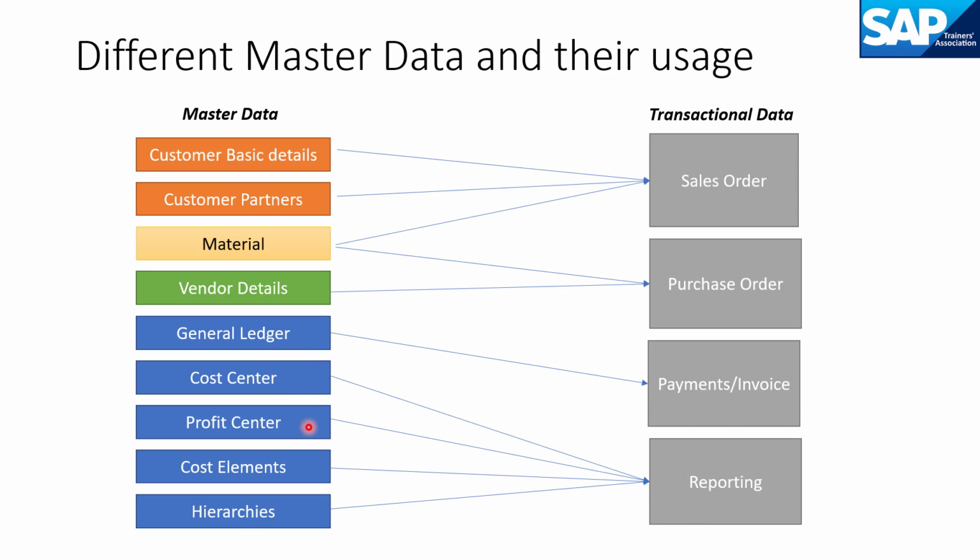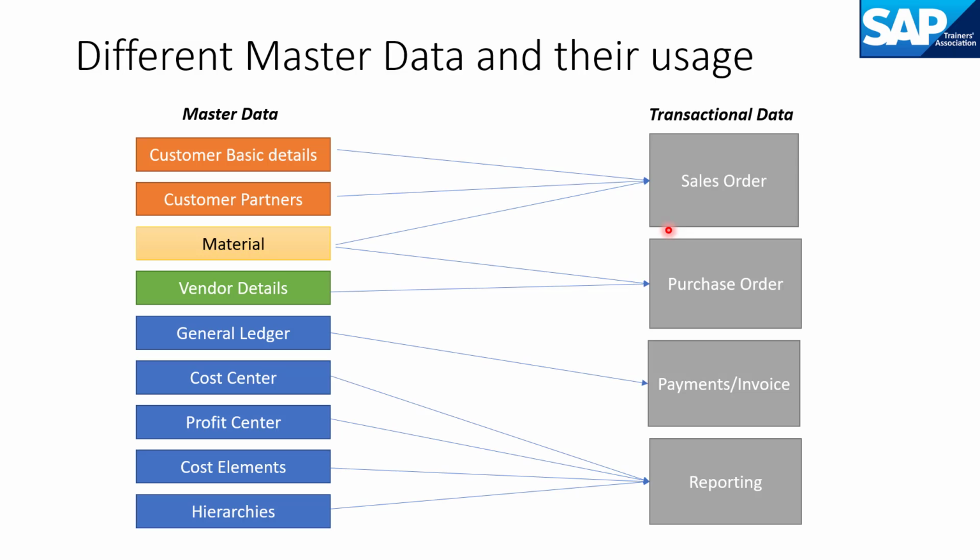For reporting, you need cost element, profit center, and other things. So this is how the master data is used. You can see that most of the transactions, or all the transactions, are dependent on at least one or more than one master data, right? Master data is created once and it doesn't change frequently.